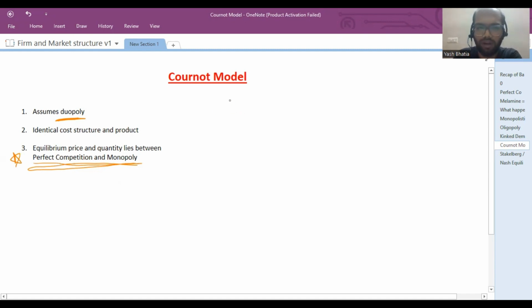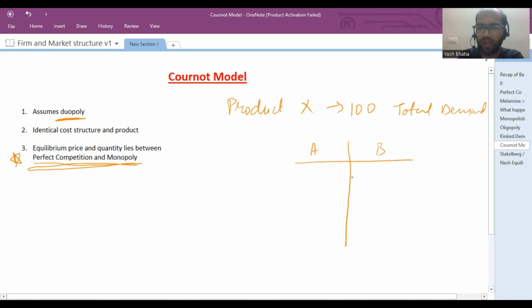Let's say that there is one product, say product X, whose total demand in the market is 100 units. Okay, this is the total demand that the market requires. And there are two players in this market, let's say A and B. Since this model assumes a duopoly, only two players are operating. Let's say A fulfills 60 quantity and B fulfills 20 quantity in the market. Since total demand is 100, you need not supply the total demand of 100.